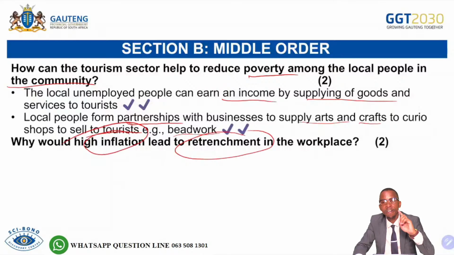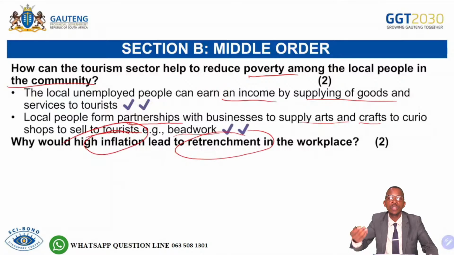Remember, if ever inflation increases, the buying power of money will be eroded. So there will be a part of erosion. It will lose its value. It will decline the buying power. So as the buying power of money declines, people find themselves affording fewer goods and services.